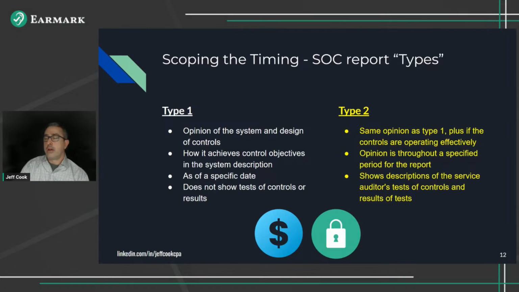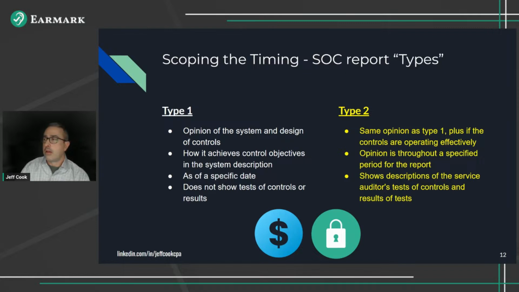Type 2, how did it operate over the past year? So that's where you'll have testing, more testing, and especially you'll show the description of that testing in the report itself. Type 1, you don't show testing because really you're just determining, is it suitably designed and implemented as of this date? Type 2, you do show the testing of operational effectiveness.